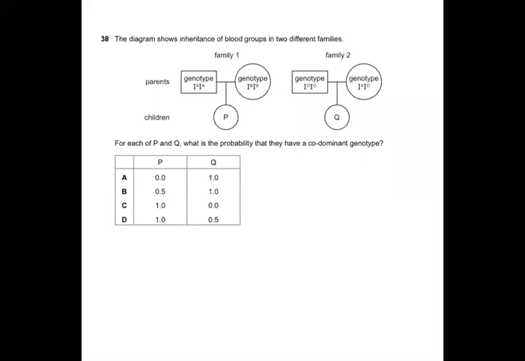Next question, the diagram shows inheritance of blood groups in two different families. For each of P and Q, what is the probability that they have a co-dominant genotype? Now in blood groups, IA IB is a co-dominant genotype. This is because A and B are not dominant over each other, nor are they recessive to each other. So the phenotype obtained is an AB blood group. So they are asking what is the probability of having an AB blood group, because that is the only co-dominant genotype in blood groups.